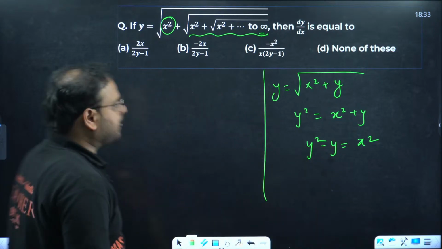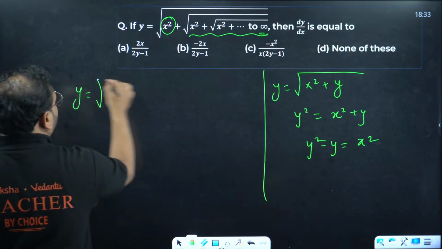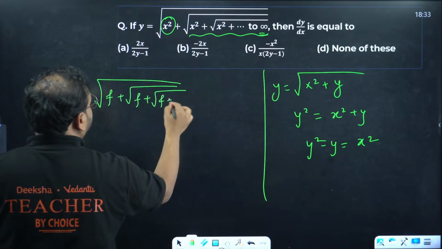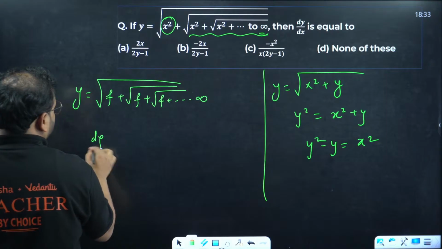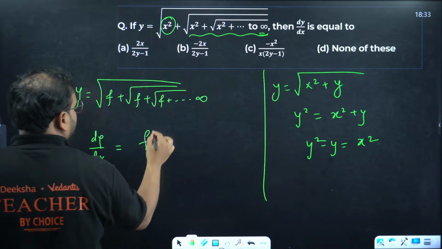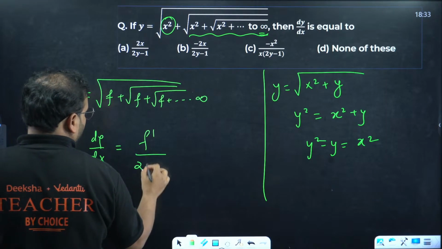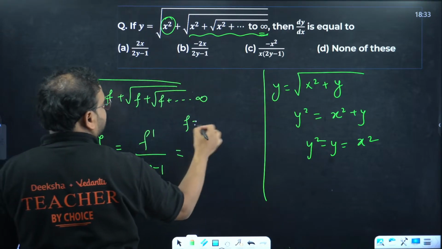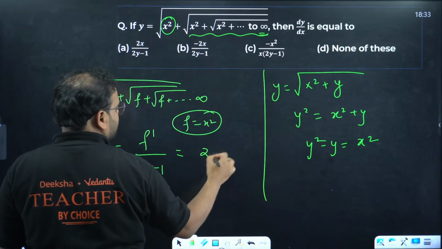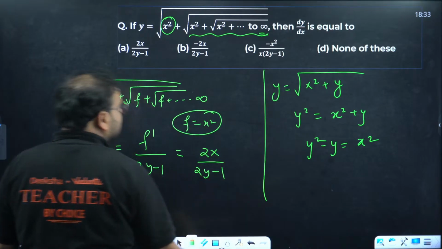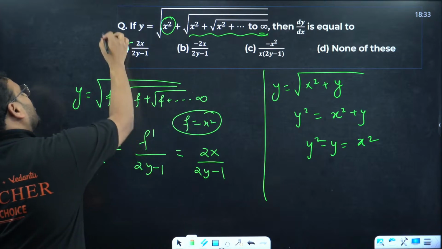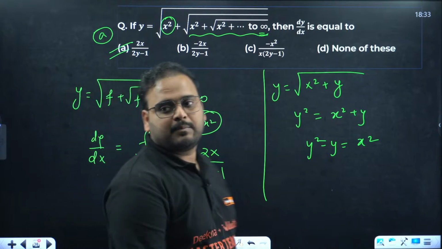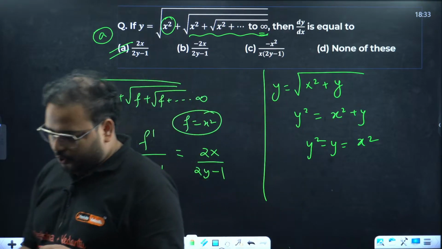Or there's a formula. If you're having y equal to root of f plus root of f plus root of f till infinite number of terms, derivative is simple. Derivative of f upon 2y minus 1. Look at this. Here f is x square. So 2x upon 2y minus 1. Answer is option A. Please check, guys. Answer is option A.